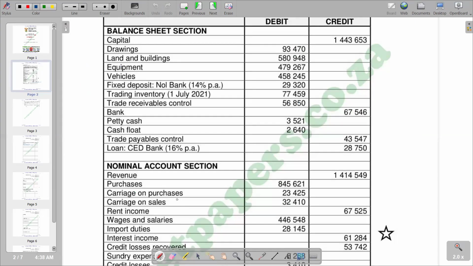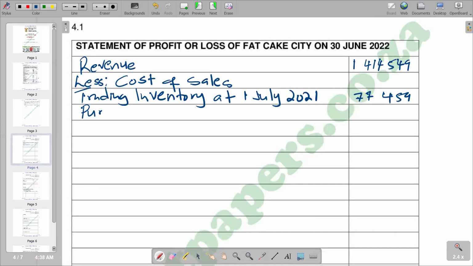Remember, after opening inventory comes your purchases. The purchases figure is given as 845,621. So we include that purchases. If there are returns, you're supposed to subtract them. But if you check, we have no returns according to the question. So we take 845,621. So basically, we are saying purchases, and the figure that we have is 845,621.